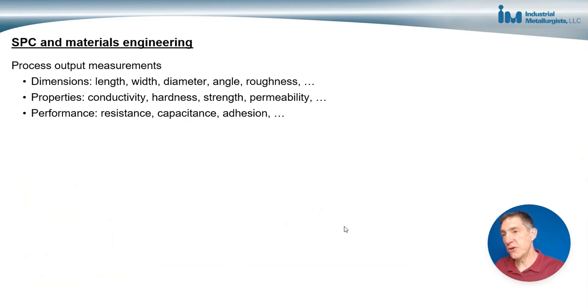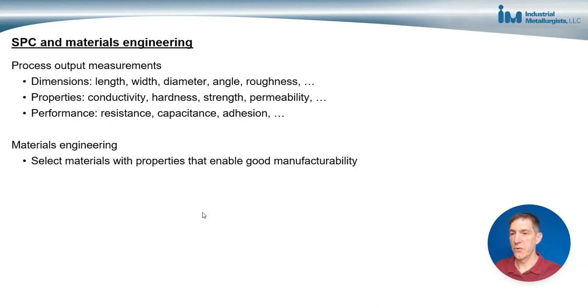From the perspective of materials engineering, we can measure a lot of different things from a process output. We can measure dimensions. We can also measure different properties, and also measure performance attributes. And in many cases, these are related to the materials in the thing that we're producing. And so materials engineering can be very important to help understand variation in the process and to engineer the materials and engineer the process to reduce the variation. So we want to select materials that have the properties necessary to enable good manufacturability. That is, process materials that we're capable of using to continually reduce process variation.